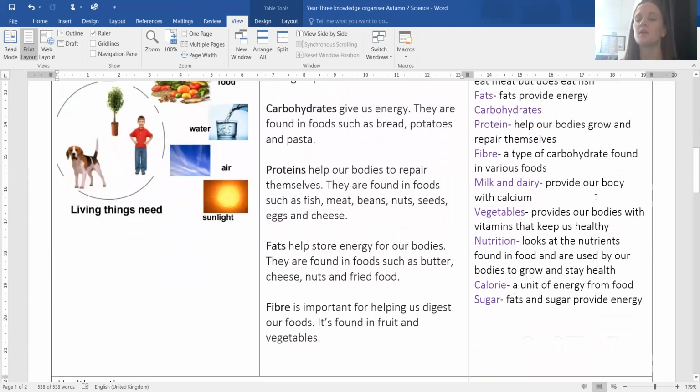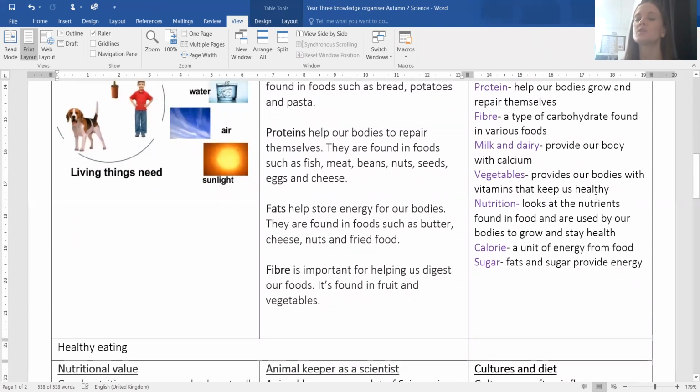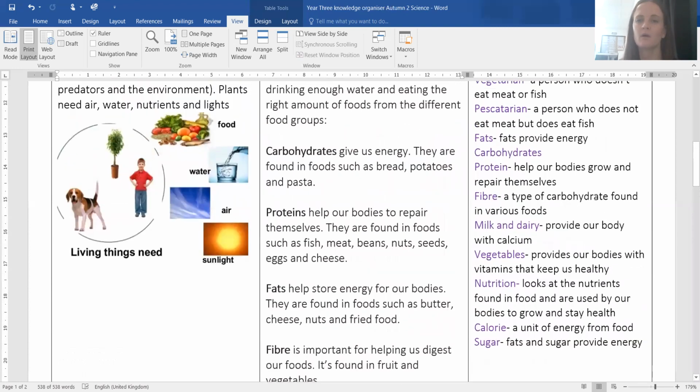Now, nutrition looks at the nutrients found in food, and they're used so that our bodies can grow and stay healthy. A calorie is a unit of energy from the food, so how much energy we have in that food, and sugars and fats provide energy.